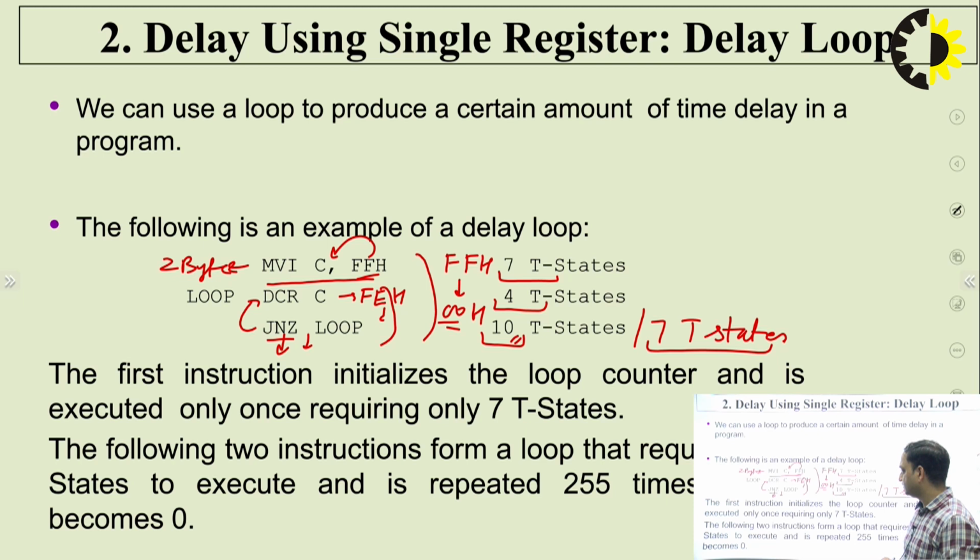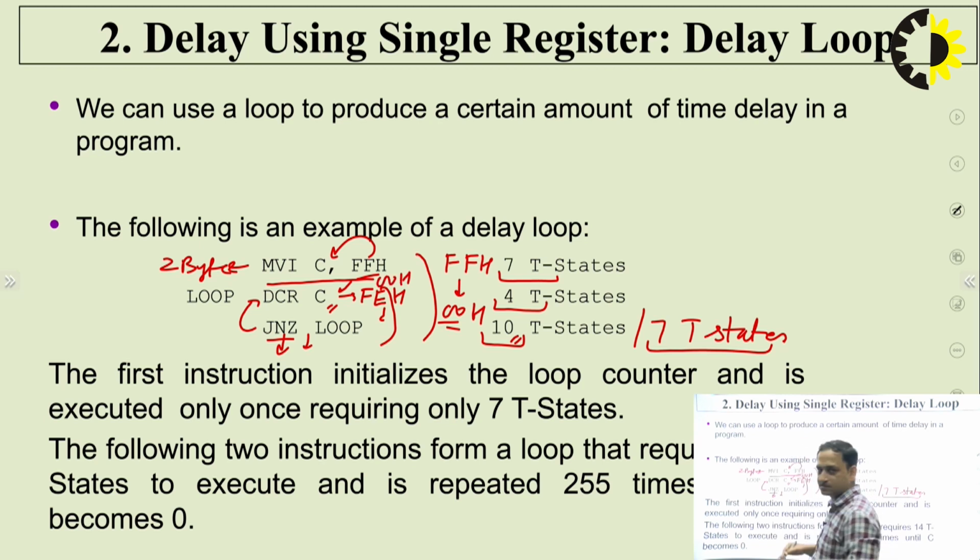Just think about that. It will work continuously from FF down to 00. When 00H is reached in register C at the last cycle, this JNZ will take only 7 T states. It will not take 10 T states. It takes 10 T states when the loop is continuing, until C is 00. As it becomes the last cycle with C equal to 0, it requires 7 T states. I think this point is clear to all of you.